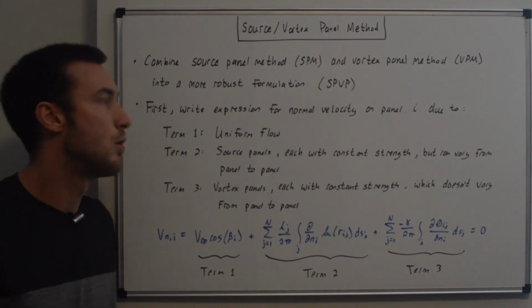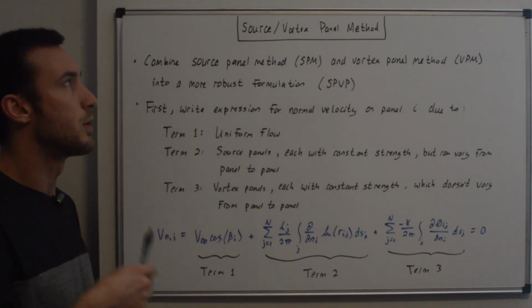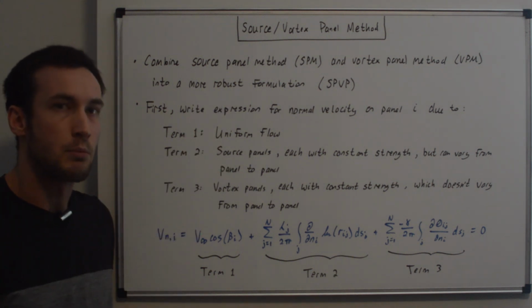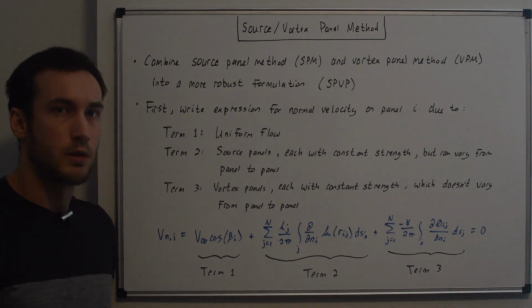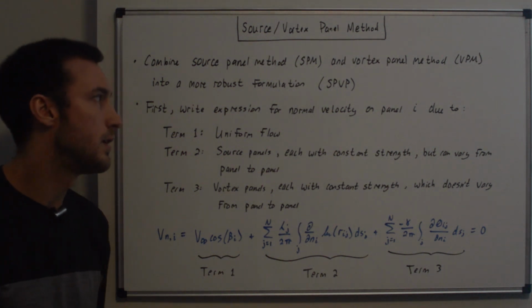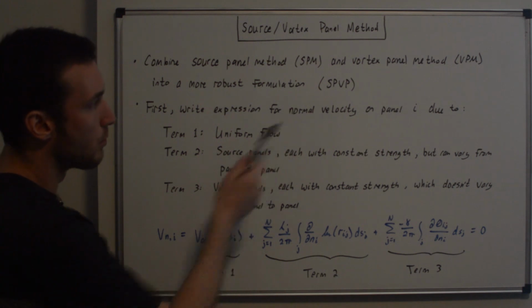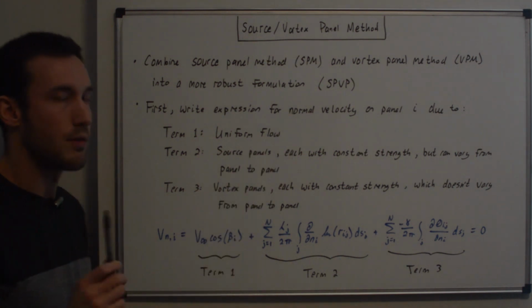So in this video we're going to go through a more robust formulation where we combine both the source and vortex panel method. The way we're going to start is the way we started for both the source and vortex panel method derivations. We're going to write the expression for the normal velocity on panel I, and we're going to have three terms in this.